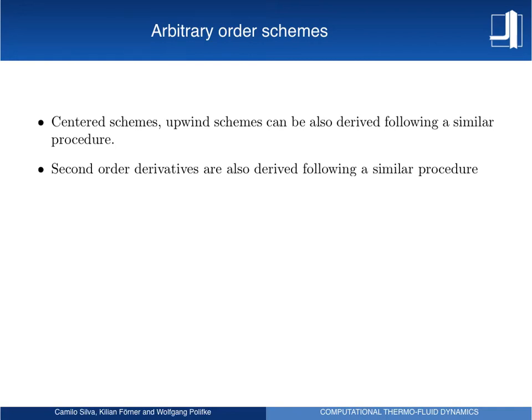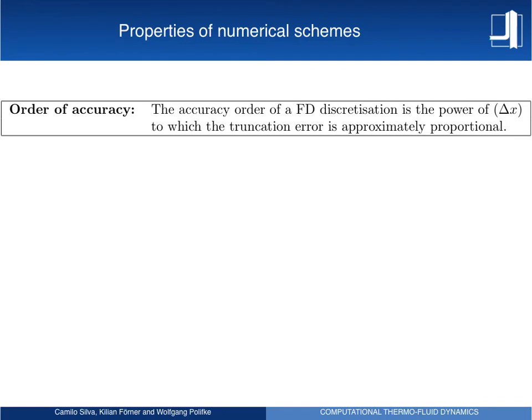In the class, we will just focus on center scheme, upwind scheme, and downwind scheme. These three, and we will always be applying second order accuracy. Okay, so let's just formalize this understanding of order of accuracy. The accuracy order of a FD discretization is the power of delta x to which the truncation error is approximately proportional. So here is an example.